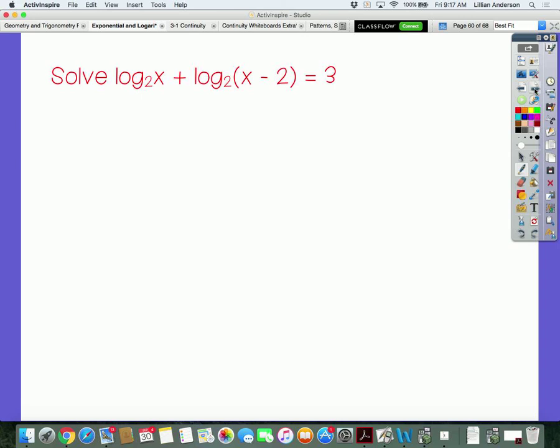How can we start this one off? We have two logs on the left-hand side and a number on the other side. We could almost do it like the last problem, but we have two logs. We can condense them and write it as log base 2 of 1 by multiplying.